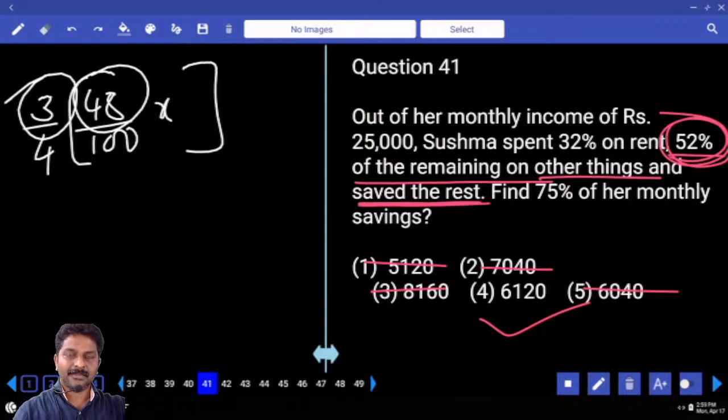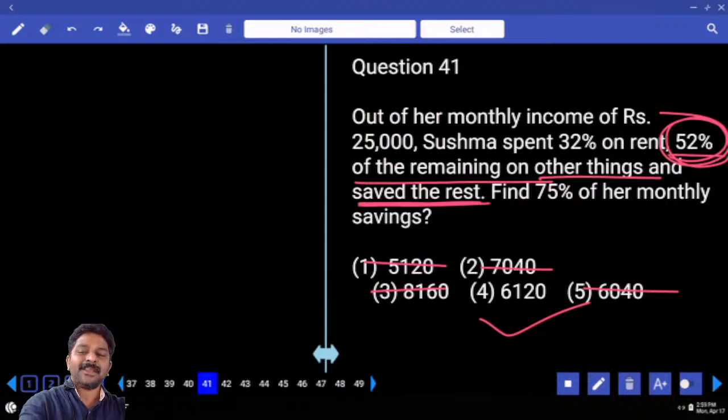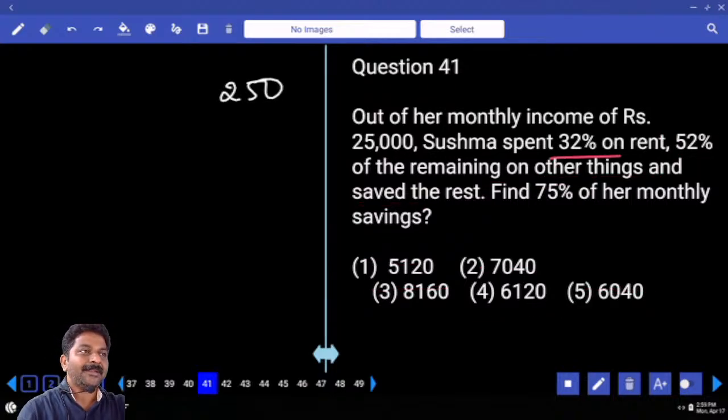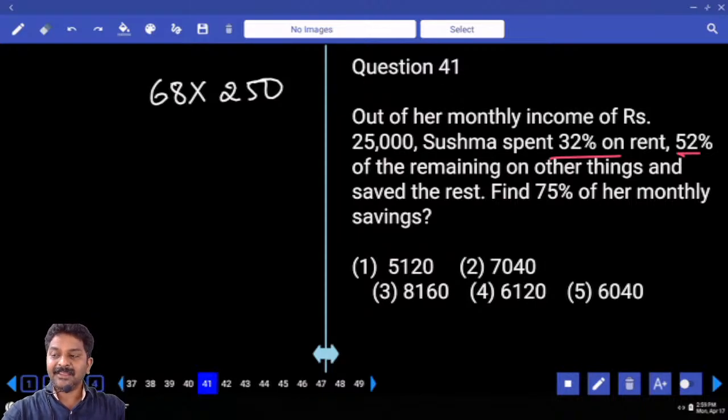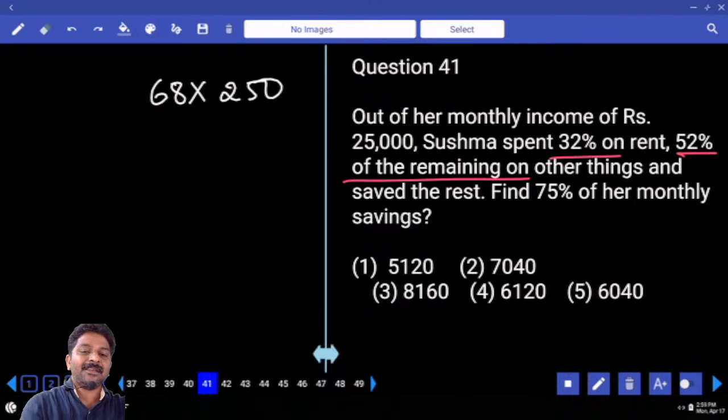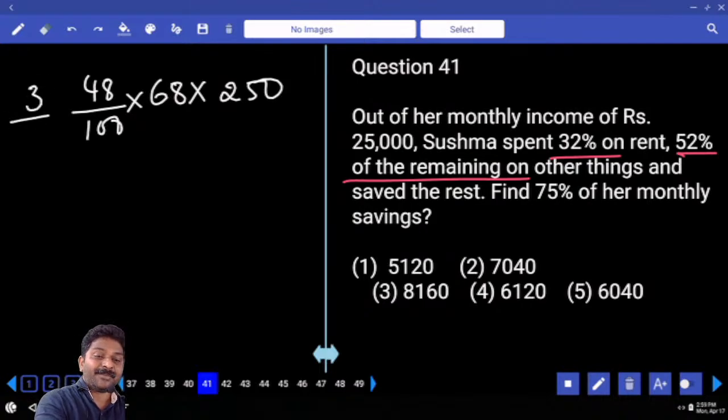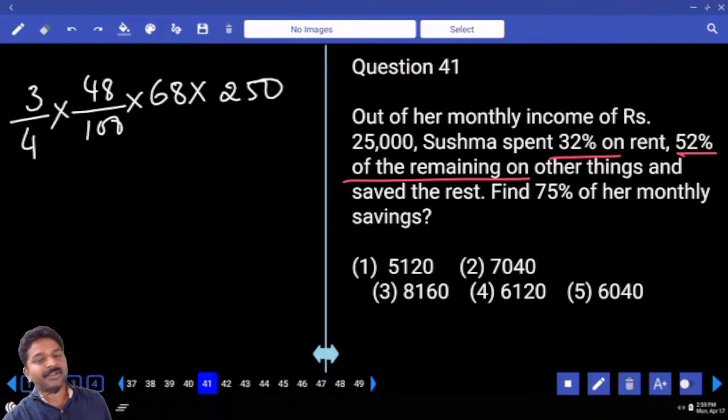Not right, if you want to properly calculate, what is 1% of the salary? 250. Already he spent 32%. Remaining 68%, in the sense 68 into the 1% value. Out of this remaining, 52% already spent and the remaining 48%. 48% in the sense 48 by 100 only. But we were asked to calculate 75%, which is 3/4. This is what we need to calculate.